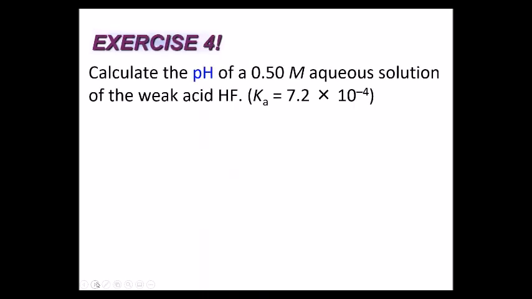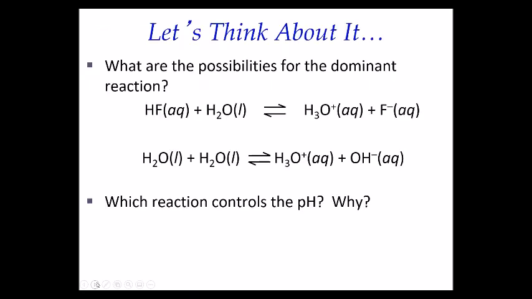All right, now we're going to start looking at how to do the equilibrium positions for weak acids. Calculate the pH of a 0.5 molar aqueous solution of the weak acid HF. We have the Ka value here. What are the possibilities for the dominant reaction? We have our HF. Of course, we have our water, and which one would control the pH?